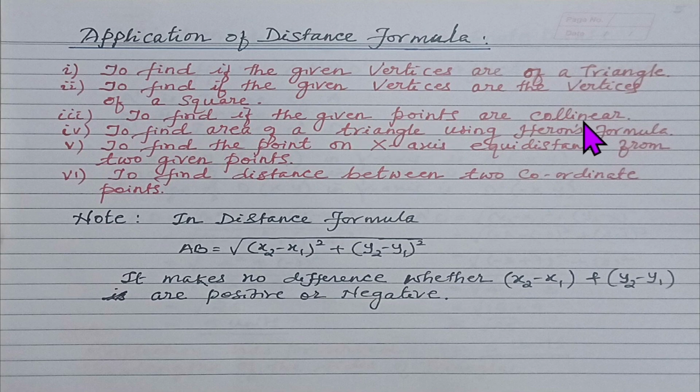To find if the given points are collinear, if you are given 3 points and you have to prove that the 3 points are lying on the same line, or they are collinear.